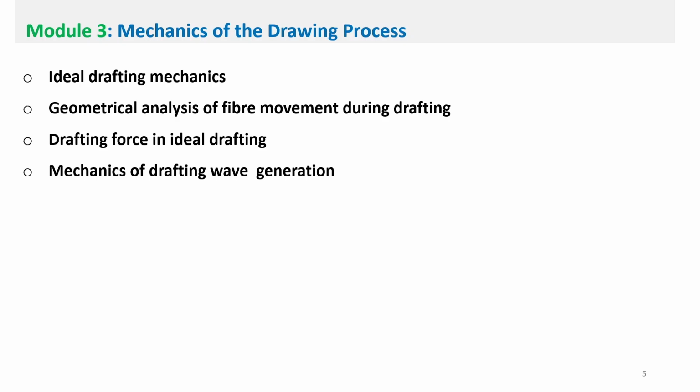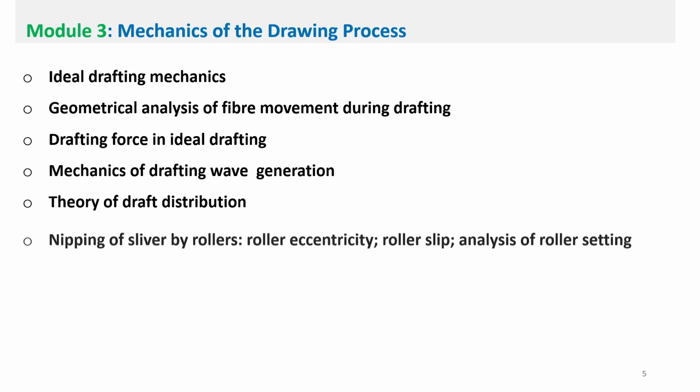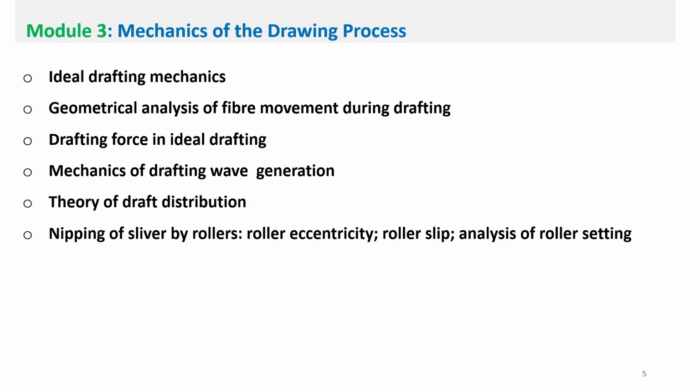Then mechanics of drafting wave generation. So, how the drafting wave is generated during drafting, that we will see. Then theory of draft distribution. So, how the draft distribution affects the quality of the product, that we will discuss. Then nipping of sliver by roller, that is roller eccentricity, roller sleeve, analysis of roller setting, all these things we will discuss in this section.